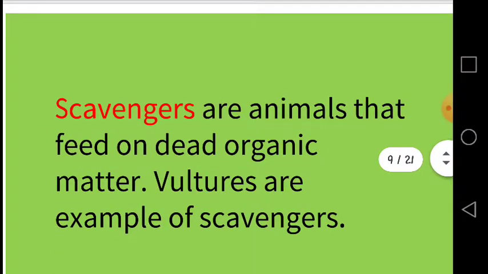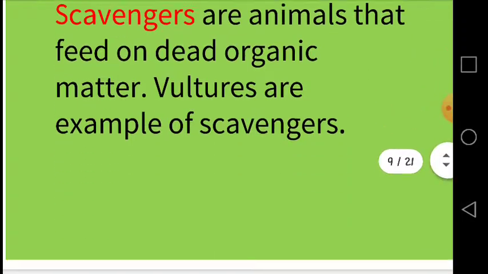Scavengers. Scavengers are the animals that feed only on dead organic matter. Vultures are an example of scavengers.